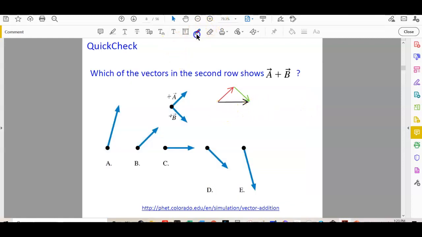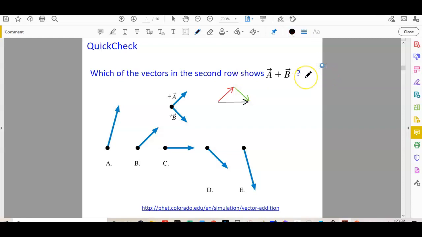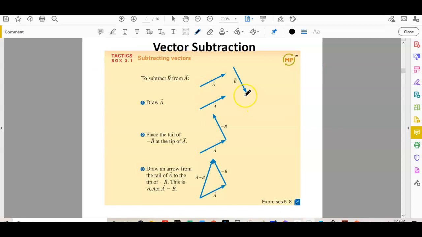And so this is A plus B, or B plus A, and so what does that look like? Well, that looks a lot like C. All right, I hope you learned a lot about vector addition. Let's move on, and we're moving on to vector subtraction, okay?